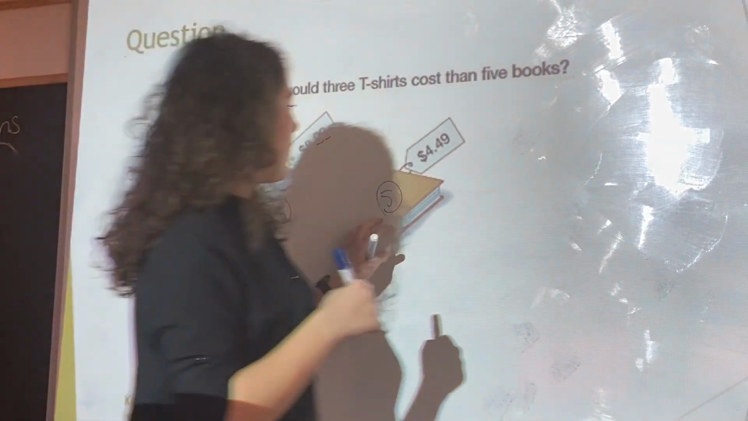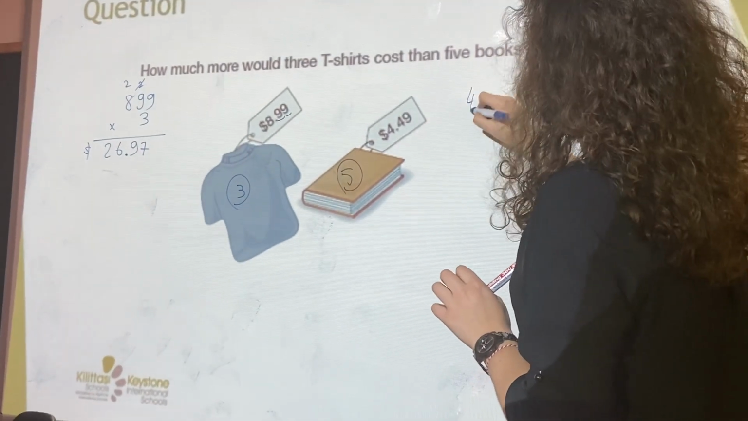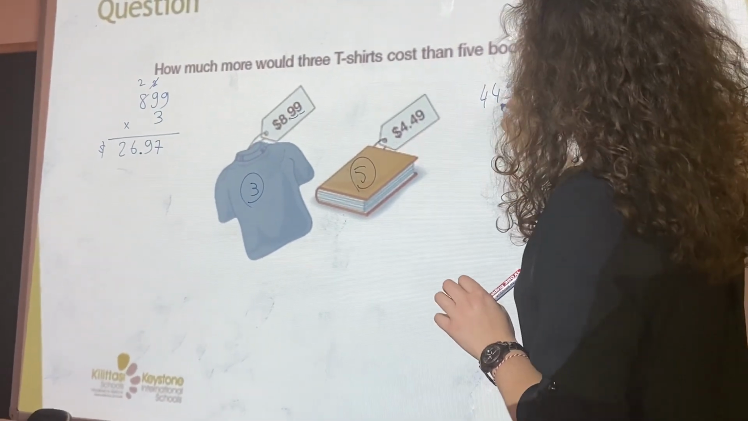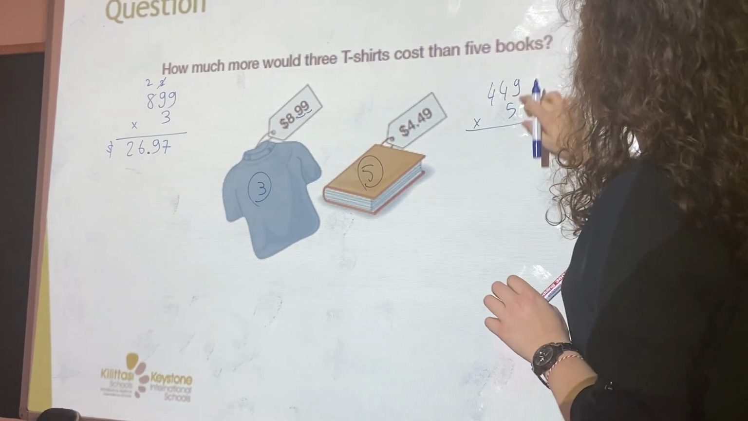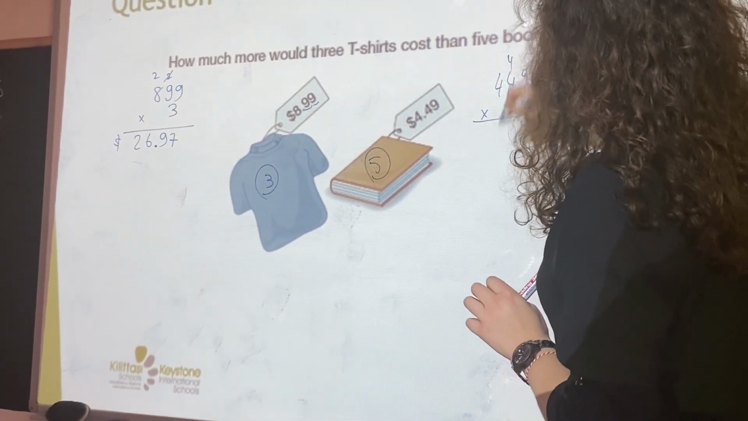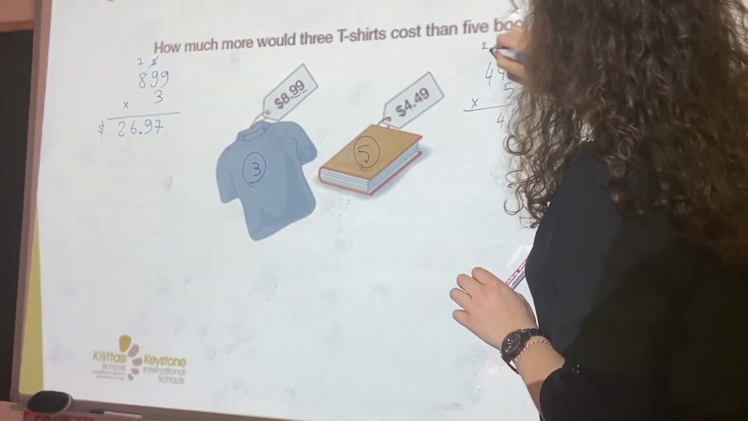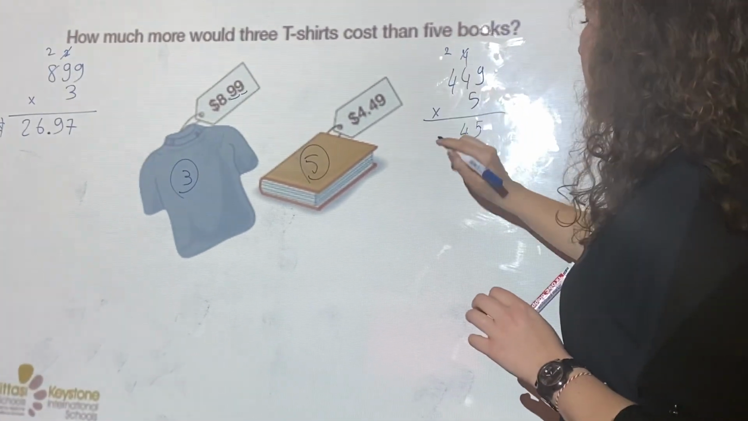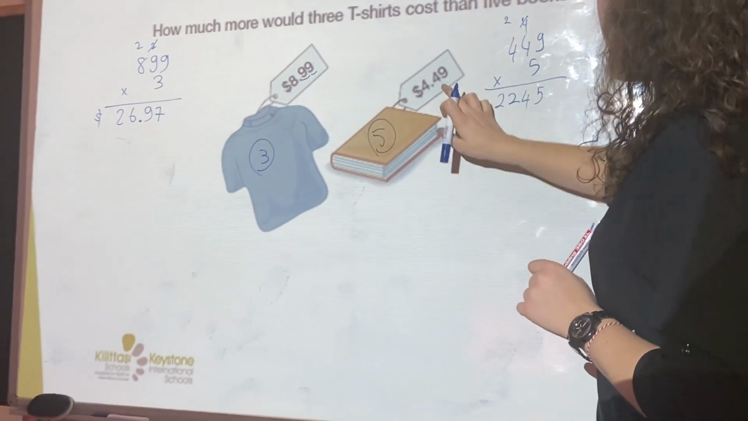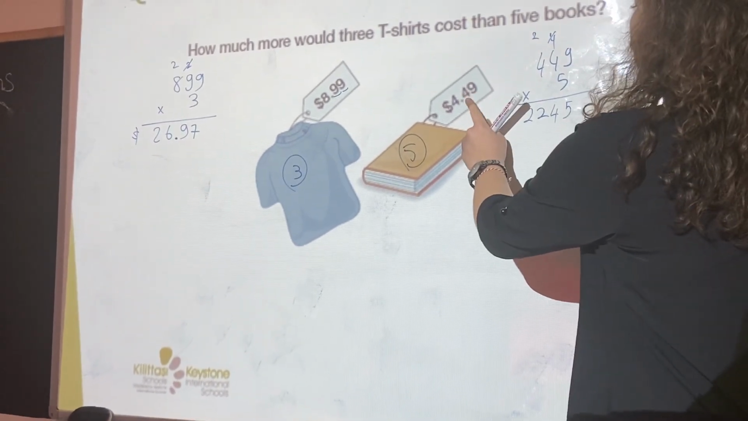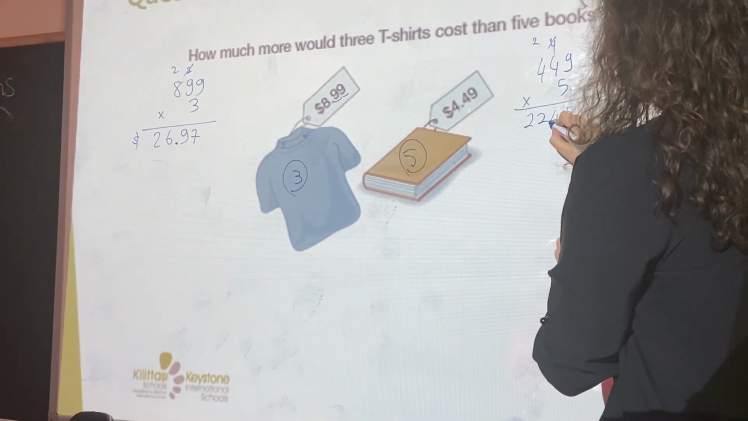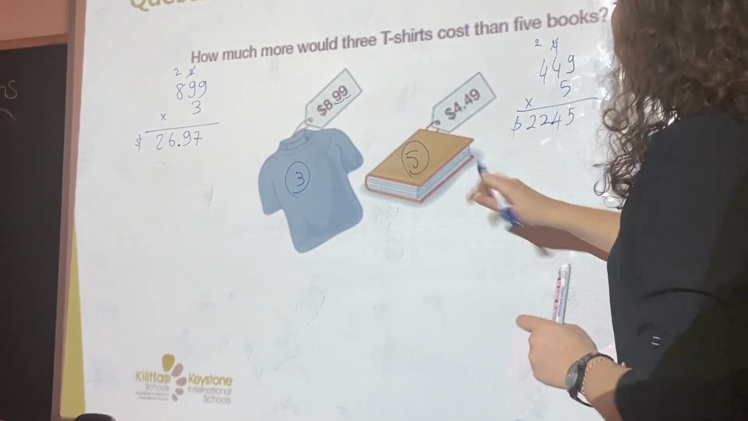Let's do the same thing with the books. I'm going to multiply the 2 values to calculate the total cost. 5 times 9 is 45. 4 on top. 5 times 4, 20 plus 4, 24. 2 on top. 5 times 4 is 20 plus 2, 22. Again, with the decimal point, it has 2 digits, so it needs to have 2 digits. This is going to be for the books.